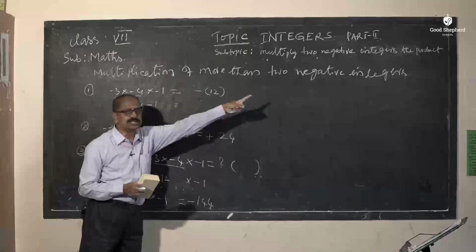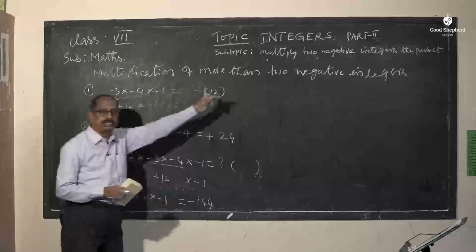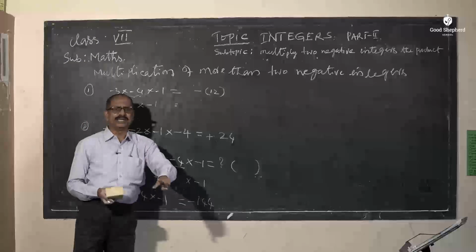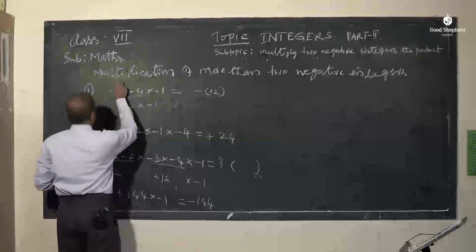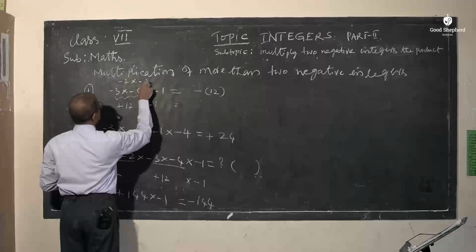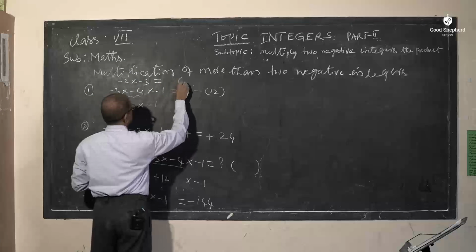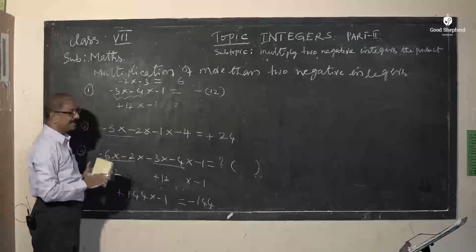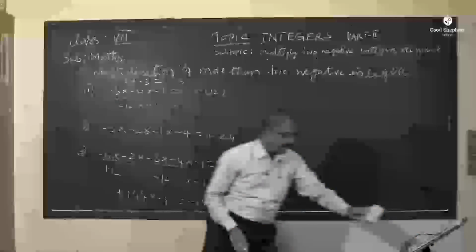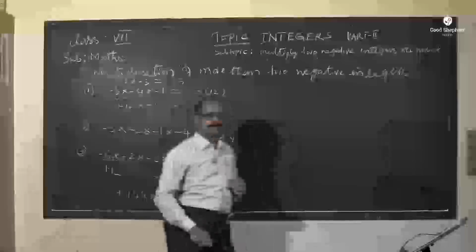Only two negative integers, what happens here? We have already learned that the product of two negative integers is always a positive integer. Now, minus 2 into minus 3 is equal to plus 6. Minus into minus is plus 6. Okay. Now, observe very carefully. What is the pattern of these numbers?